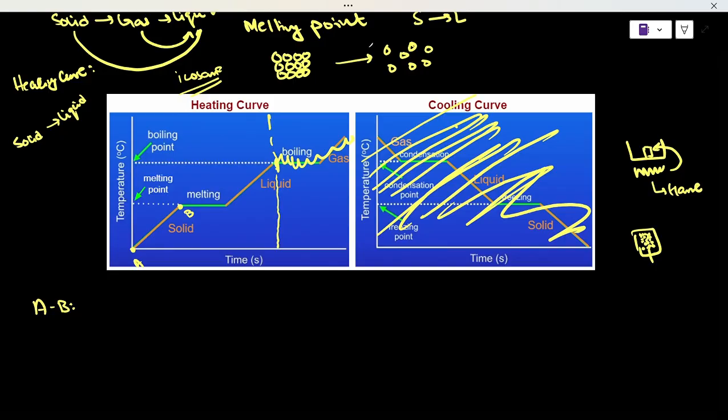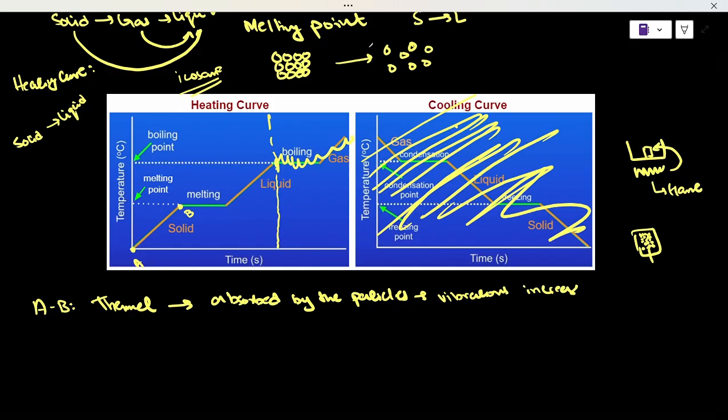Okay. Now, when they are gaining thermal energy, their movement or their vibration is increasing. So the first point is, you're providing thermal energy. That thermal energy is basically doing what? It is being absorbed by the particles, and their movement is increasing. Their vibrations are now increasing. They're going much faster. Okay, that is your first point.